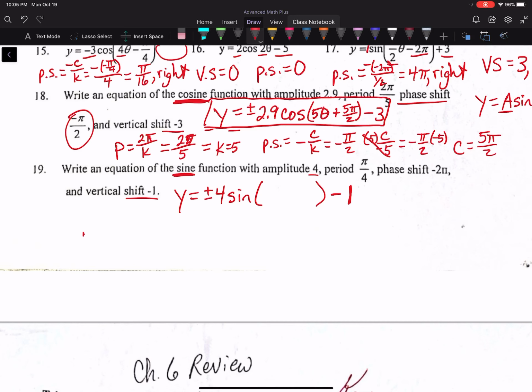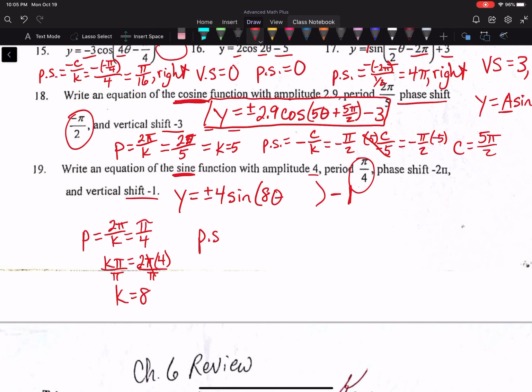So my period, again, is 2 pi over k. So that is equal to, my period for this one is pi over 4. And we cross multiply, that will be k times pi equals 2 pi times 4 divided by pi. K equals 8, as the pi will cancel, so 8 theta.